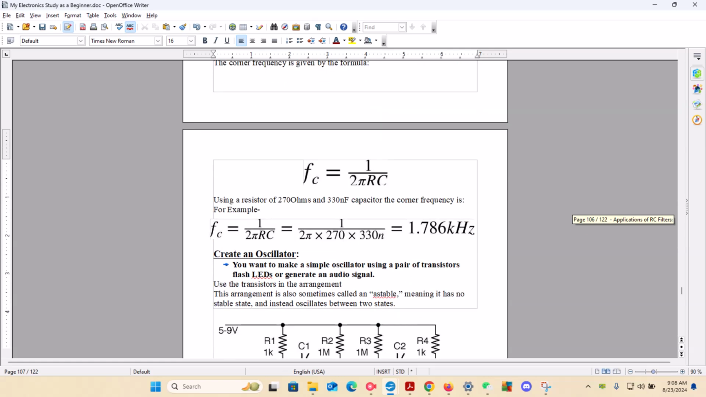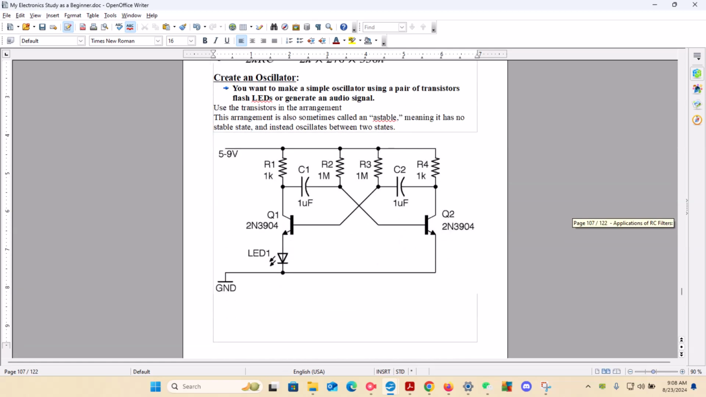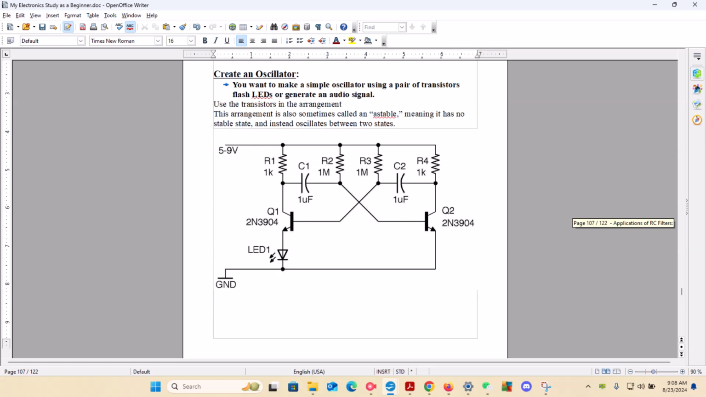So that will give you an idea. The main thing is to understand this original formula, and then you can plug that in. Now, when you talk about creating an oscillator, you want to make a simple oscillator using a pair of transistors, flash LEDs, or generate an audio signal.